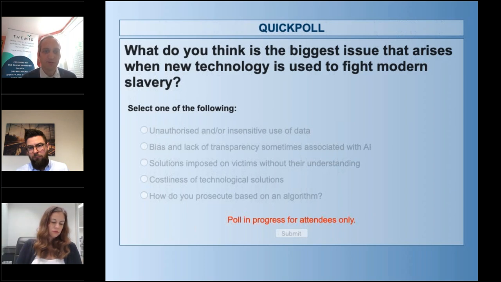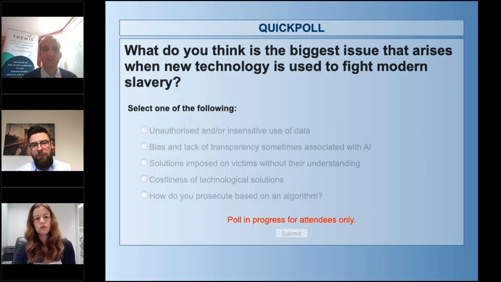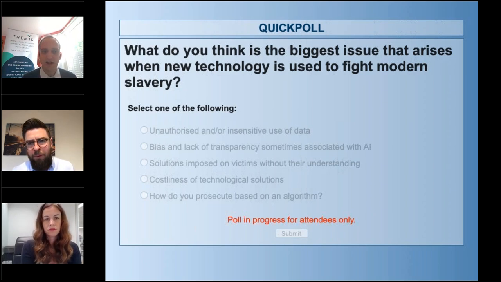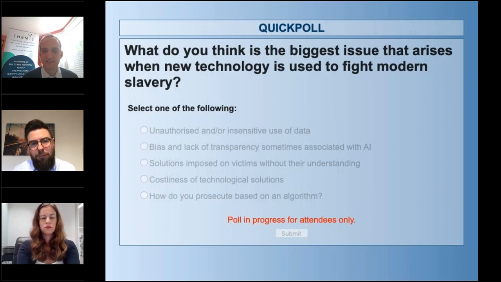One problem we're really seeing is bias and lack of transparency associated with AI. Florian, would you mind coming back on that quickly as a potential issue dealing with artificial intelligence? 38% of our audience have said that one of their concerns in using technology to fight modern slavery is that an AI system might have an inbuilt bias, and sometimes there can be a lack of transparency in how it's collecting the data. Is this something you tend to find when looking at AI solutions?